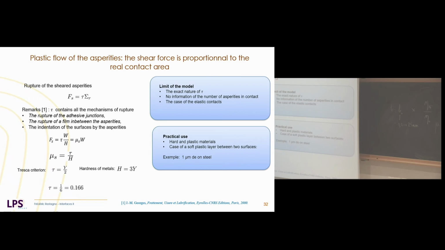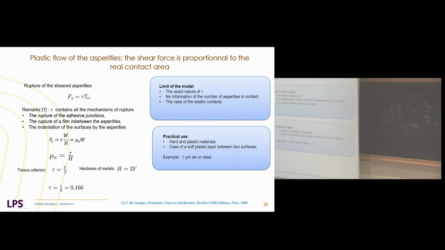And if you combine these two equations, at the end you will have simply that the shear force is proportional to the shear threshold for yielding in the parallel direction divided by the hardness times the normal load. So in this picture, the static friction coefficient is simply the yield stress in this direction for flow divided by the yield stress in the normal direction for flow. And then it gives you the idea that both have the same molecular origin. It's both plastic flows. So since it's both plastic flows, this should be of the order of one.